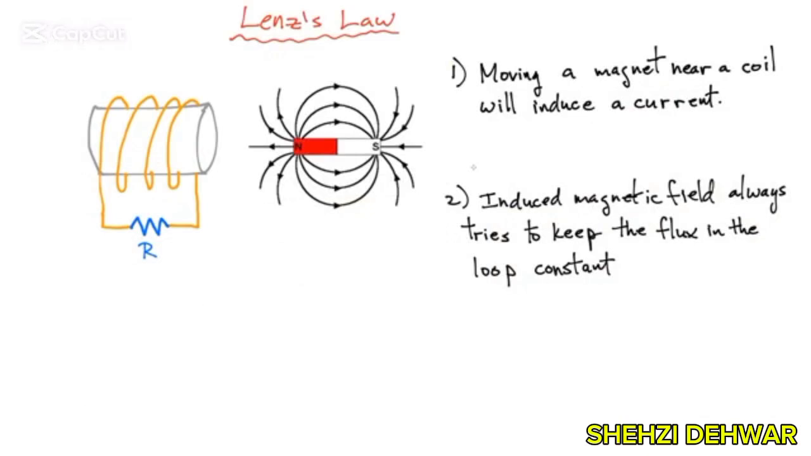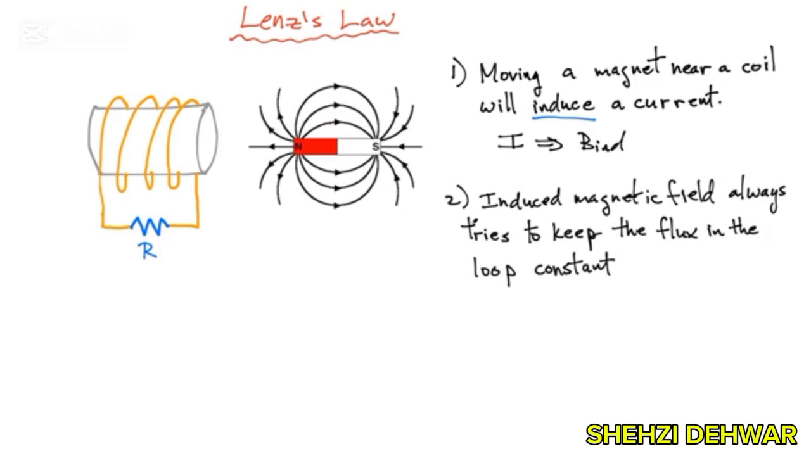Lenz's law, before we get started. The first thing, which is really important, is that we're going to move the magnet near the coil, okay? And it's really a moving magnet near a coil, a closed loop, that's going to induce a current in that coil. Now that current that will be induced, let's just call it I, is also going to induce a magnetic field.